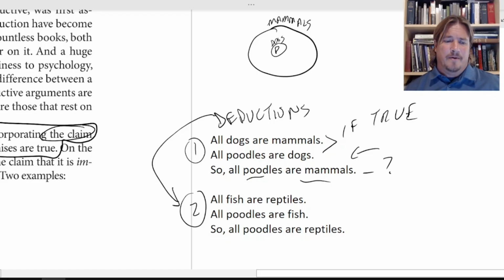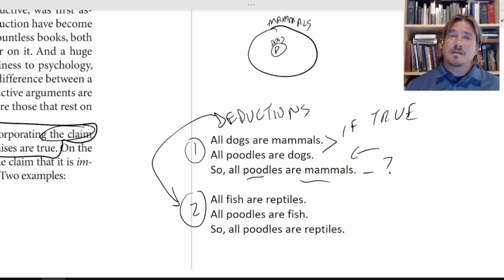Look at the second argument. The second argument is still a deduction. It's just not a very good deduction. Now, its goodness is a little different than you might think. The structure of the argument is good, but the content's not. All fish are reptiles, all poodles are fish, so all poodles are reptiles. Again, this is an argument in which there's a claim made that if the premises are true, the conclusion has to be true. But in fact, not all these premises are true, and we'll look at that in a moment. But it still makes that sort of claim.